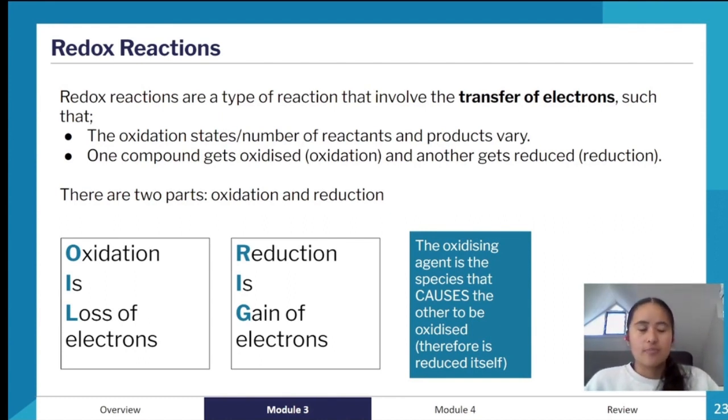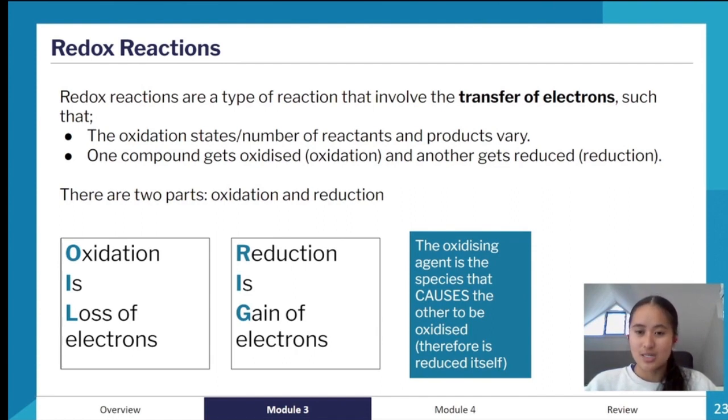And some terminology that you have to be familiar with is the oxidizing agent, or the oxidant, is the species that causes the other one to be oxidized. So it does not itself get oxidized, it's reduced. So it's quite confusing, but the oxidant or oxidizing agent is reduced, but it causes the other to be oxidized. So it's just best to remember that it's opposite.